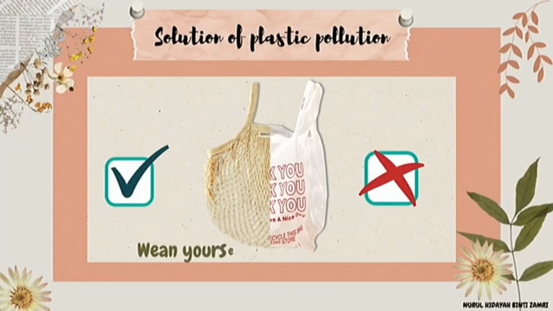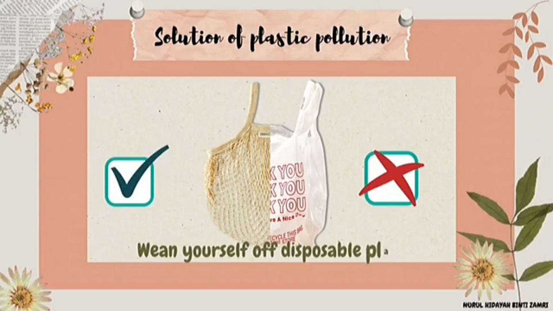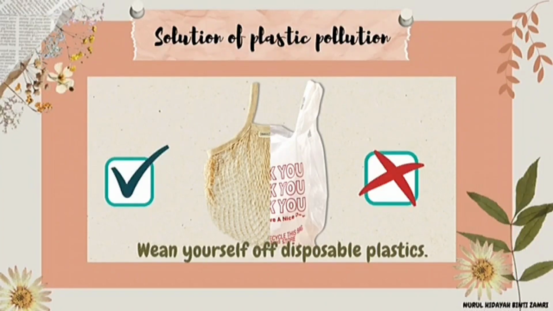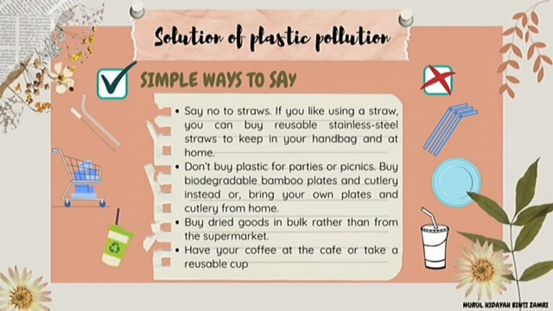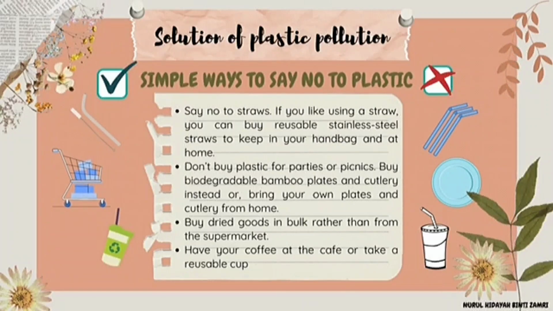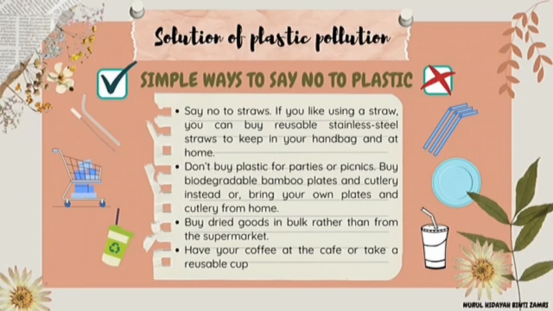Do you know what is solutions of plastic pollution? First, wean yourself off disposable plastic. There are simple ways to say no to plastic. First, say no to straw. If you like using a straw, you can buy reusable stainless steel straw to keep in your handbag and at home.